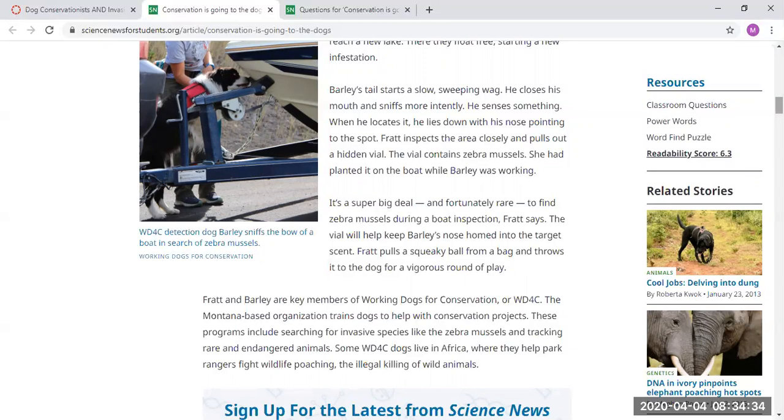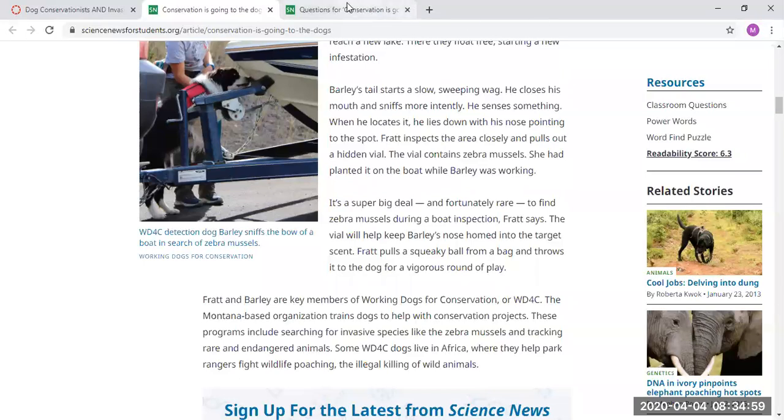The vial will help keep Barley's nose homed into the target scent. Frat pulls a squeaky ball from a bag and throws it to the dog for a vigorous round of play. So what they're showing here is that these dogs are trained to find certain things, like in this case, the zebra mussels, and then the dogs get rewarded by getting to play a game with the ball.